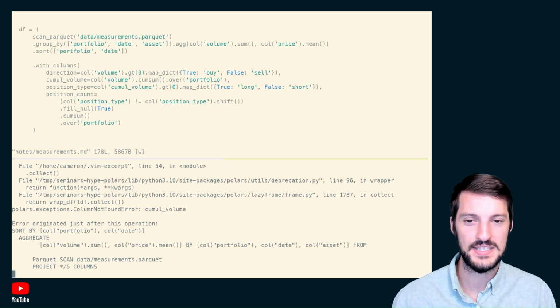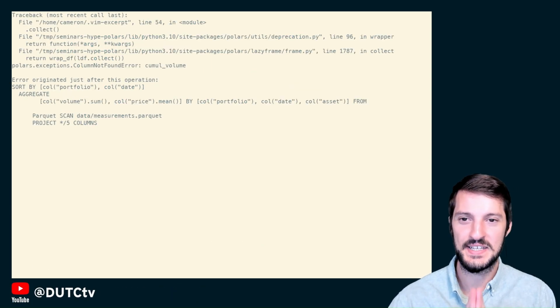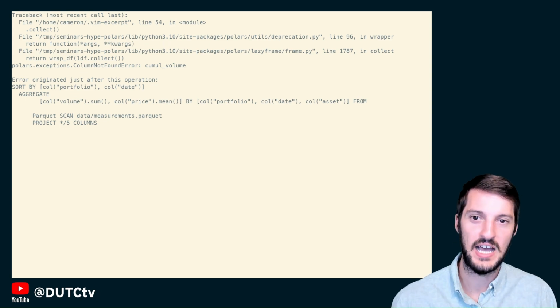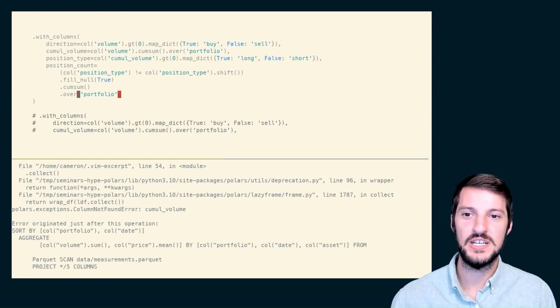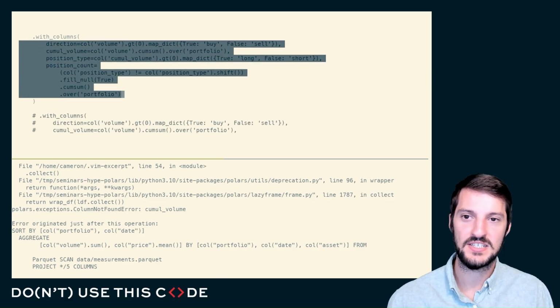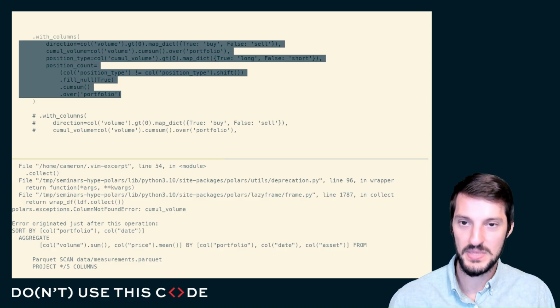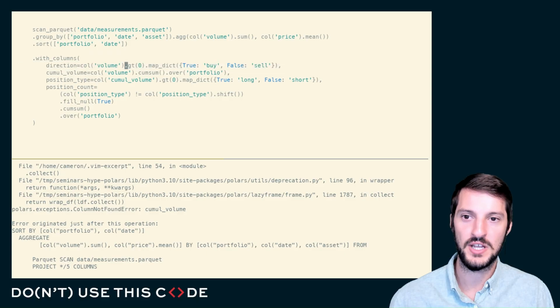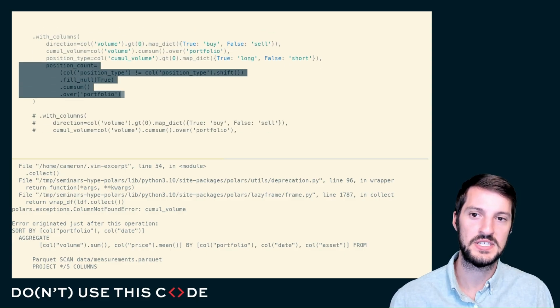Now when we run this, you see that I get an error. I'm getting a column not found error. And the reason I get this column not found error is that polars by default will try and execute all of these computations in parallel. That means at the same time that I'm computing direction, I'm also computing my position counts.